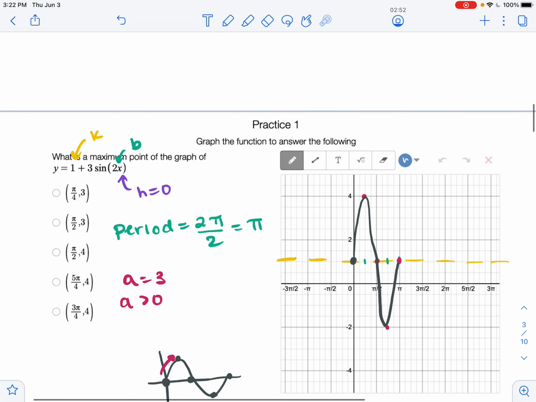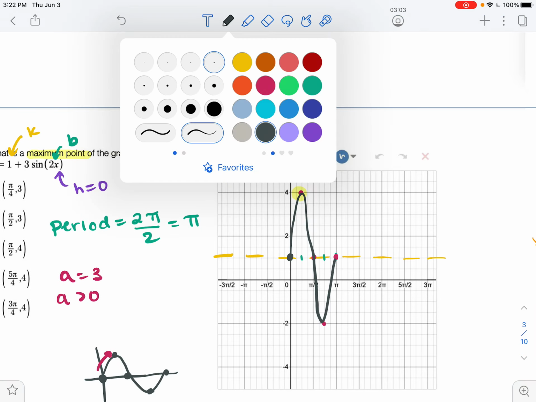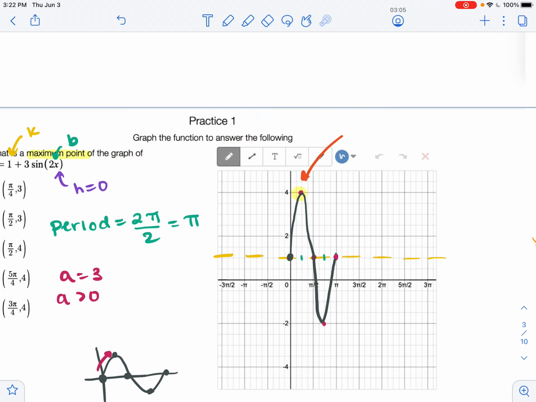Pausing, I notice I'm asked for a maximum point of this graph. So a maximum point of this graph is going to occur at the highest possible point that my function can achieve. When I look at this point, I see that it is halfway between 0 and pi over 2. So if we think about that in terms of our unit circle or just how fractions work, we know that this is the point pi over 4, comma 4.